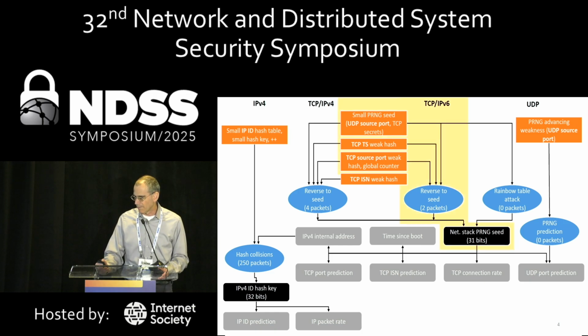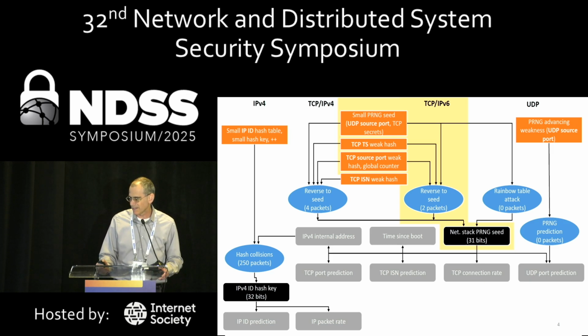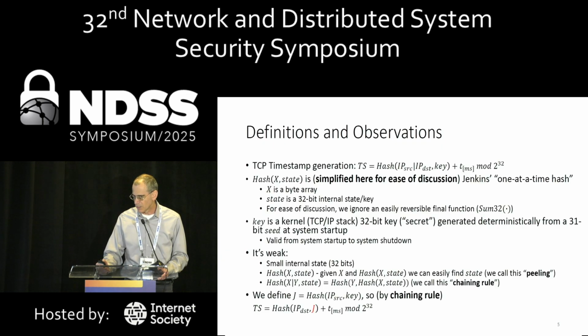I'm going to focus today on the TCP IPv6 attack, which combines the small PRNG seed vulnerability, the TCP timestamp weak hash, and the TCP source port global counter, using 2 TCP SYN packets to find the network stack PRNG seed. That's again 31 bits. So in order to do that, let's first understand how TCP timestamp is generated. You can see the equation here.